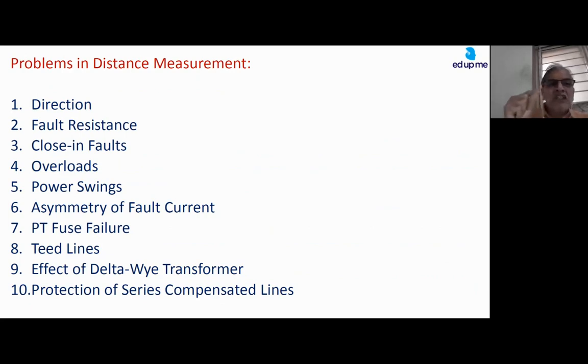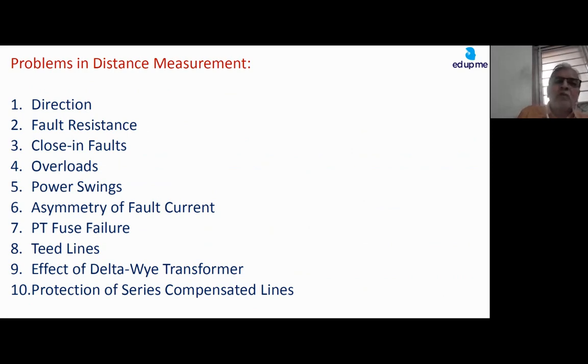In distance protection, we are measuring the distance up to the fault, from the relay to the fault. But you see, we are using electrical engineering. Distance is not an electrical quantity, but the impedance of the line is proportional to distance. Therefore, distance relays are basically measuring the impedance from the relay to the fault.